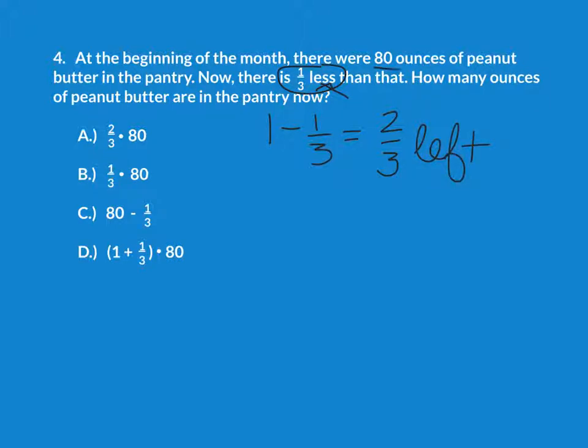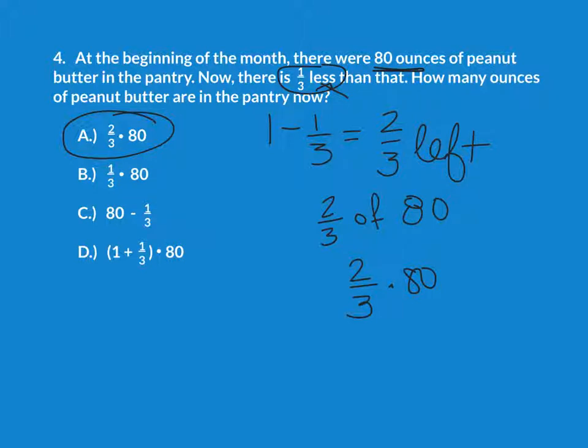So my original was 80, so I know that I'm going to be finding 2/3 of 80 to find out how much is left. So to find 2/3 of 80, I'm really just going to multiply, so it's 2/3 times 80. So let's see, well, look at that. A is exactly what I have right here. Let's look at the others to see if there are any others.